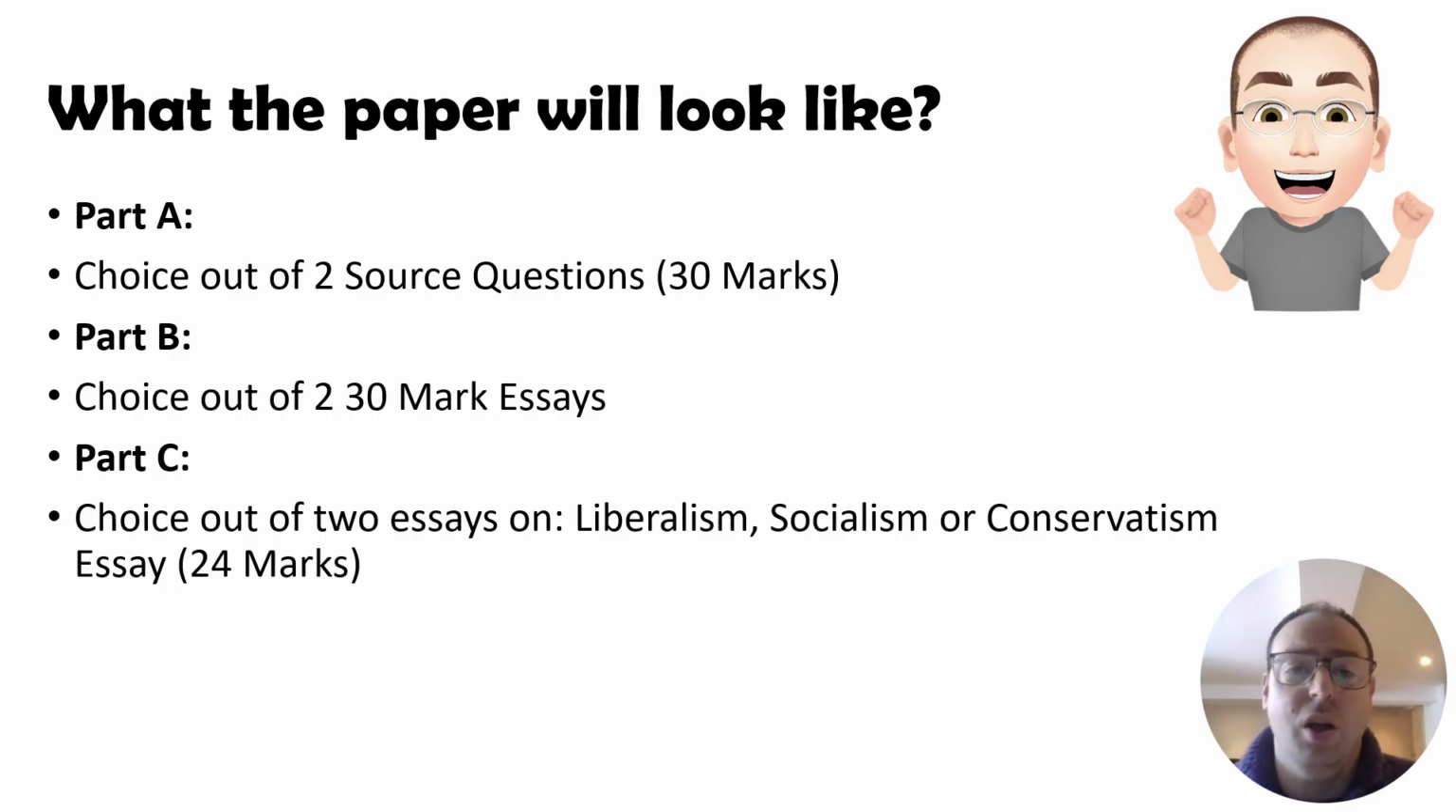So just a reminder of what the paper will look like. In part A you'll have a choice of 2 source questions which are worth 30 marks. In part B you have a choice of 2 30-mark essays. In part A and part B you just do one of the choices. In part C you have a choice of 2 essays. Now they could be on liberalism, socialism or conservatism.